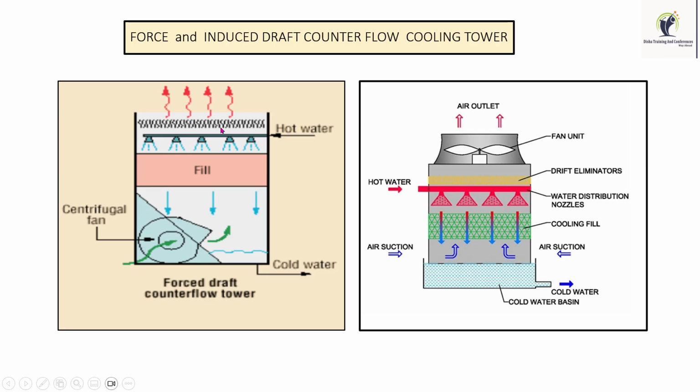In forced draft, the air is flowing upwards, so some water will drift out along with the air, and water loss will be more compared to induced draft. In induced draft, the fan is at the top and only creates some vacuum, so it cannot suck the water, because due to gravity water will fall down. But here, with forced air, water droplets will go upwards. That's why water loss will be more.